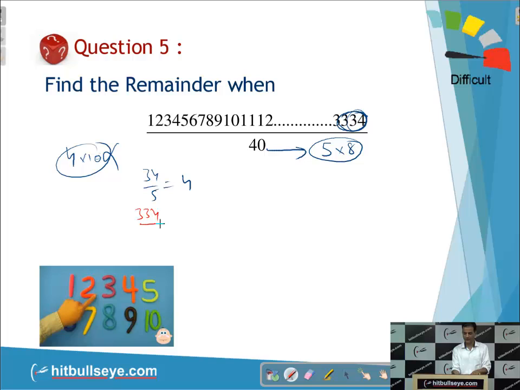334 when divided by 8. What is the remainder? 8 4 32, 8 1 8. Remainder will be 6. Remainder will be 6. Now what we have to find?